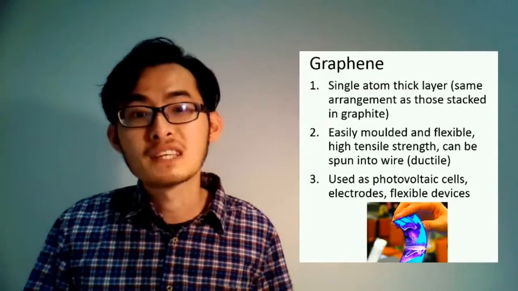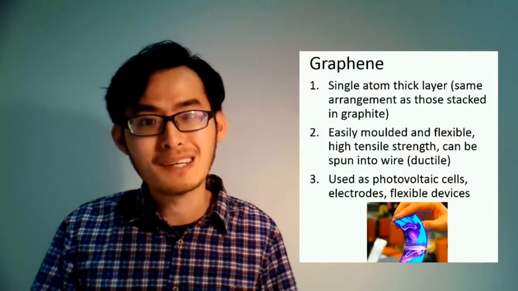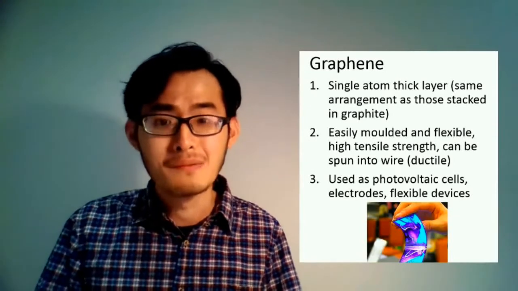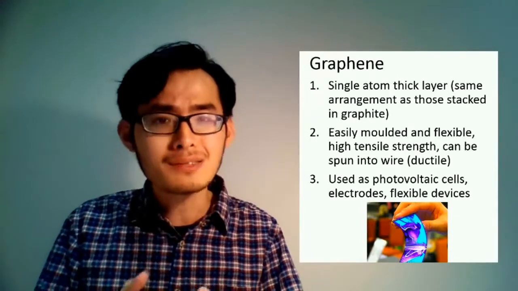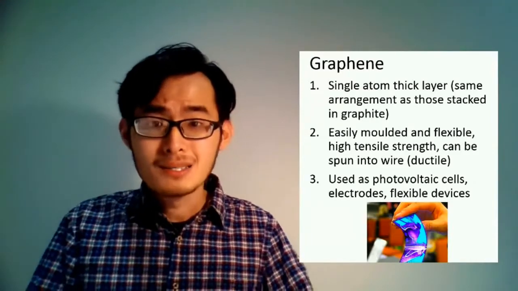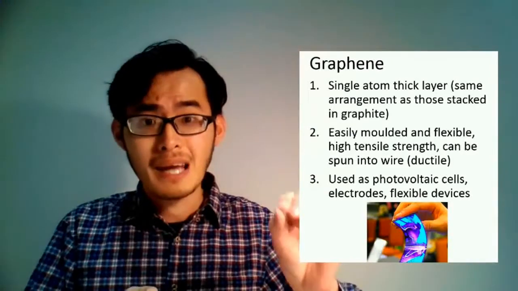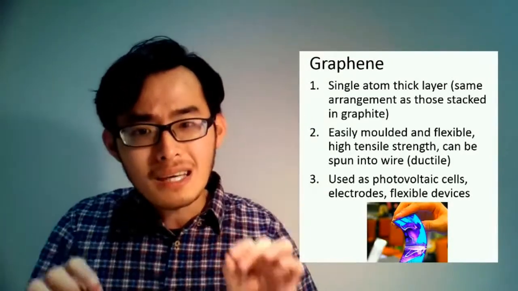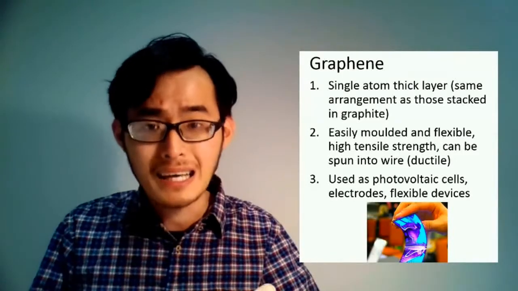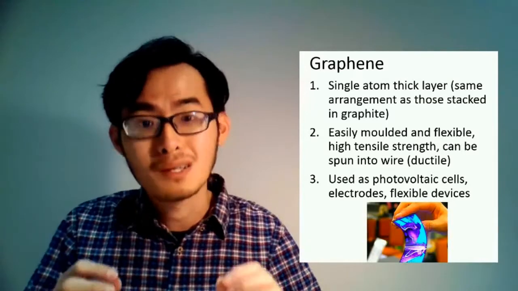The 4th concept that we're looking at today is known as graphene. There are 3 things that you need to know about graphene. Number 1, graphene consists of a single atom thick layer. It looks something like graphite. So you can picture one carbon atom being covalently bonded to 3 other carbon atoms, but instead of having multiple layers, you only have one layer. So it is just one atom thick layer. But in terms of the arrangement, it's very similar to what you have done on graphite.